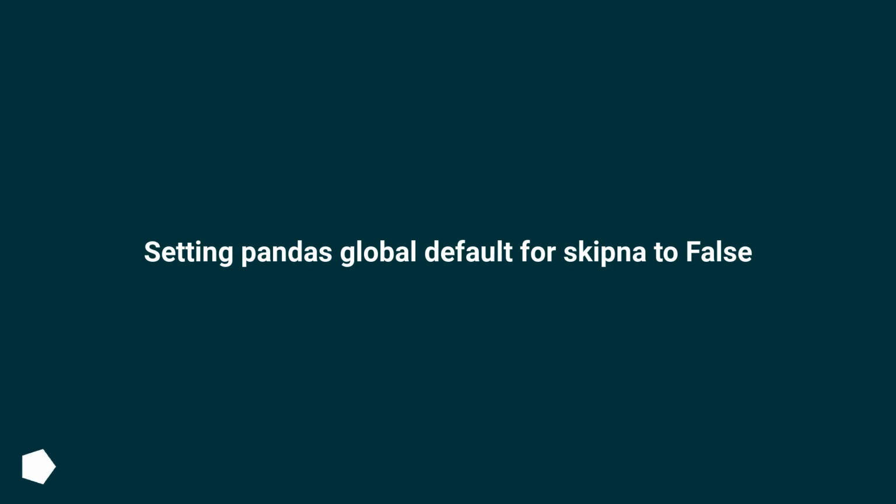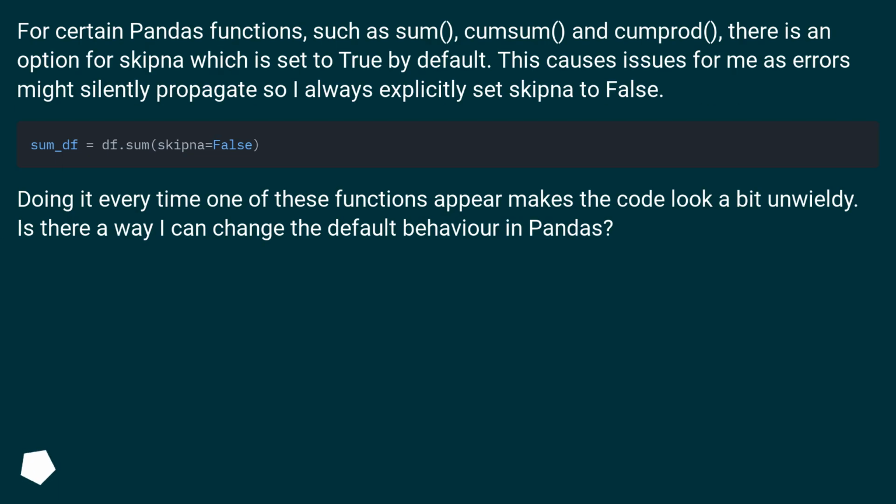Setting pandas global default for skipna to false. For certain pandas functions, such as sum, cumsum and cumprod, there is an option for skipna which is set to true by default. This causes issues for me as errors might silently propagate, so I always explicitly set skipna to false.